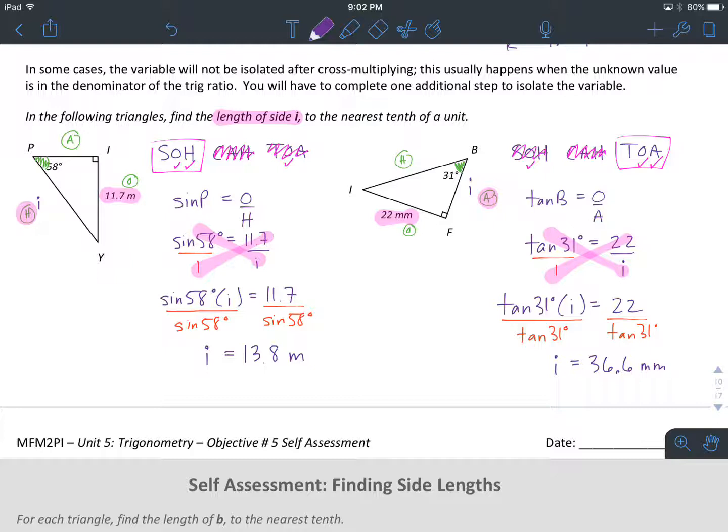From here, head to your self-assessment, then your mastery test, and then on to lesson 6, which is actually a graphic organizer of everything we've done so far. So good luck.